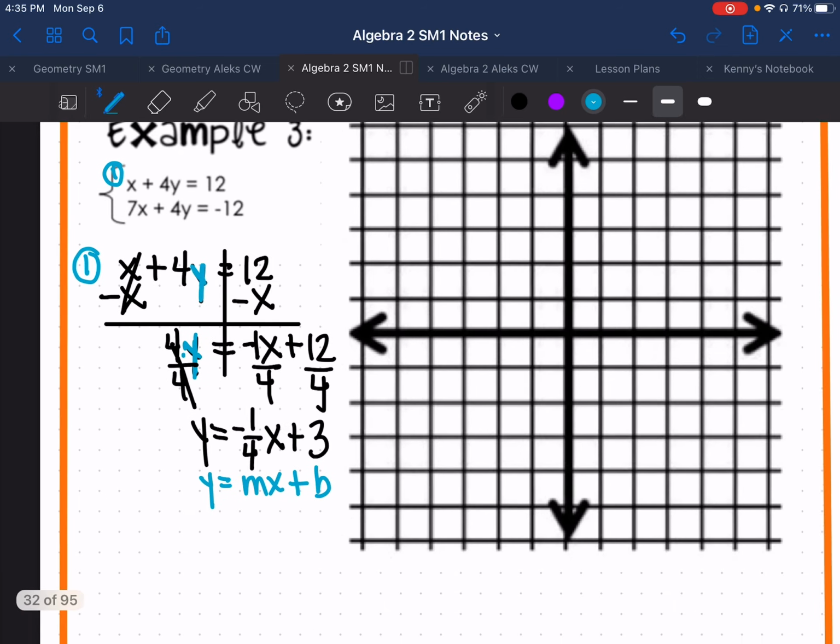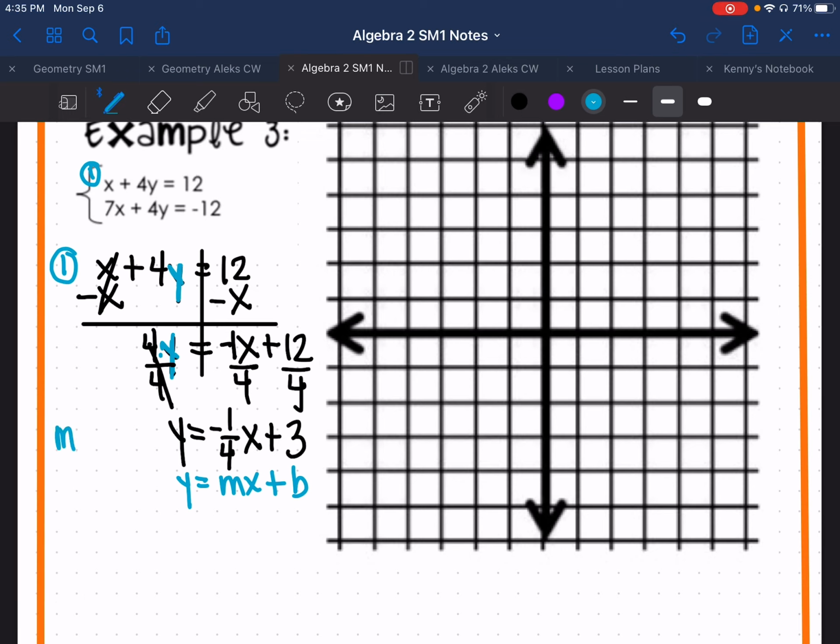I don't know about you guys, but it's a lot easier for me to see my slope when I do that underneath. My slope is negative 1/4. Remember, I'm bringing the negative to the numerator, to the top, so that I'm going to move 1 down and 4 to the right. My beginning point, or my y-intercept, is going to be this guy right here, positive 3. So let's go ahead and start at positive 3.